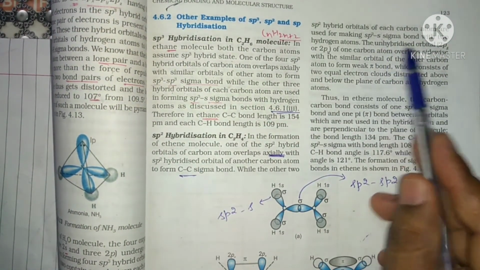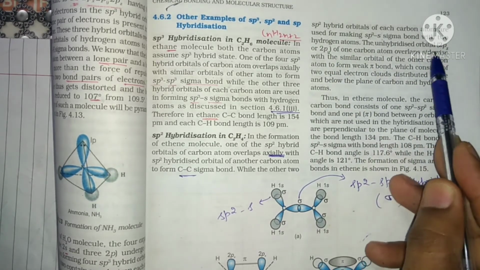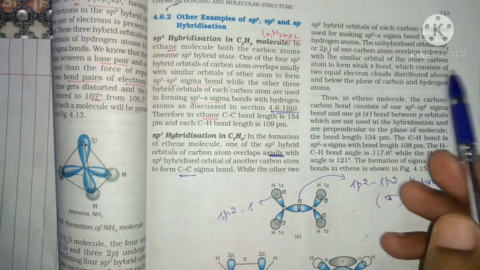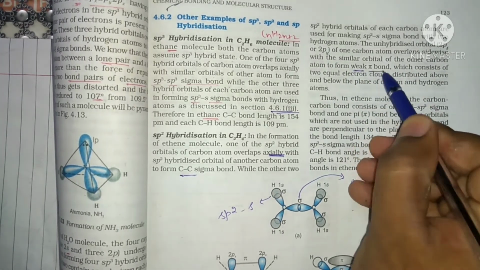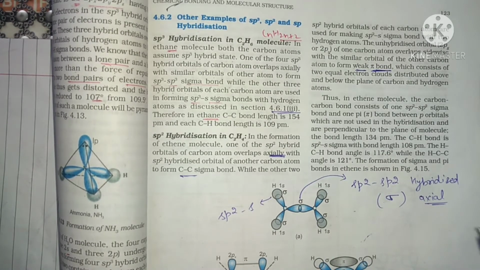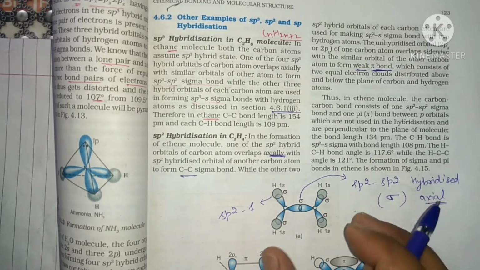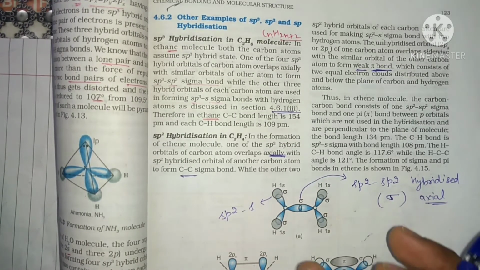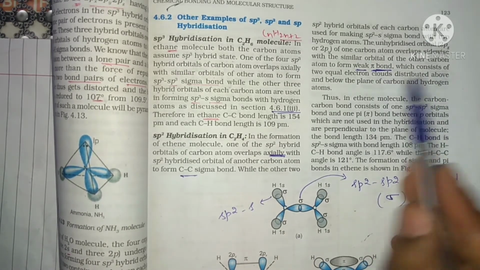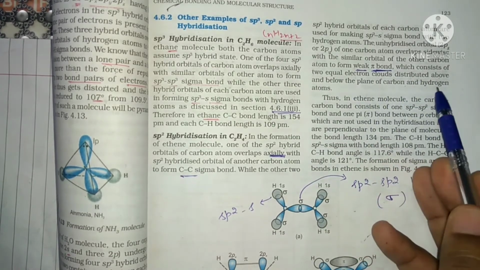And the unhybridized orbitals, that is 2px and 2py of each carbon, overlap sidewise with the similar orbitals of the other carbon atom to form a weak bond, that is the pi bond. तो सिग्मा और पाई के अंदर कौन सा वीक है, पाई बॉन्ड वीक है. सिग्मा बॉन्ड स्ट्रॉन्ग बॉन्ड होता है क्योंकि सिग्मा के अंदर एक्सियल और कंप्लीट ओवरलैपिंग होती है. ठीक है, तो ये हमने पहले पढ़ा था फॉर्मेशन ऑफ सिग्मा एंड पाई बॉन्ड के टाइम पे, कि सिग्मा बॉन्ड के अंदर एक्सियल ओवरलैपिंग होती है, कंप्लीट ओवरलैपिंग होती है, which consists of the two equal electron clouds distributed above and below the plane of the carbon and the hydrogen atoms.